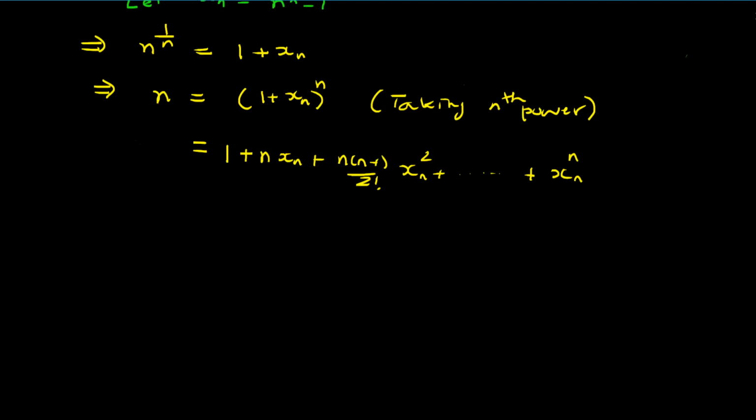Okay. Now what we do is we take this 1 on the other side. So that will give us n minus 1 is equal to n into xn plus n into n minus 1 by 2 xn square plus and so on plus xn raised to n. Okay. Remember here this n minus 1 is the sum of all these terms.